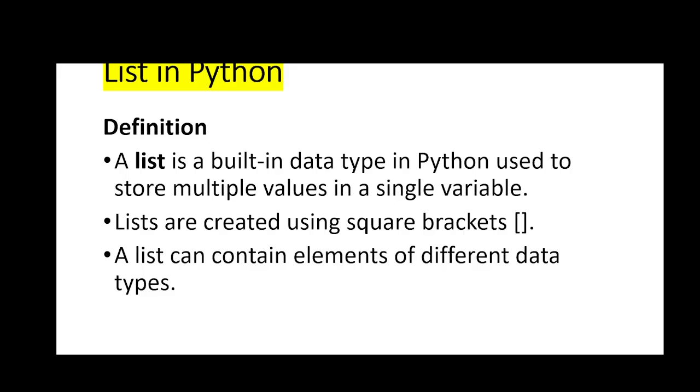Definition: a list is a built-in data type in Python used to store multiple values in a single variable. Lists are created using square brackets. A list can contain elements of different data types. This is the uniqueness of a list.